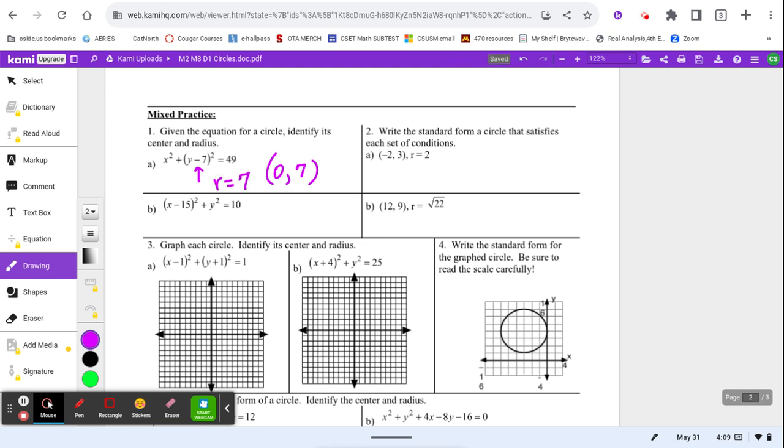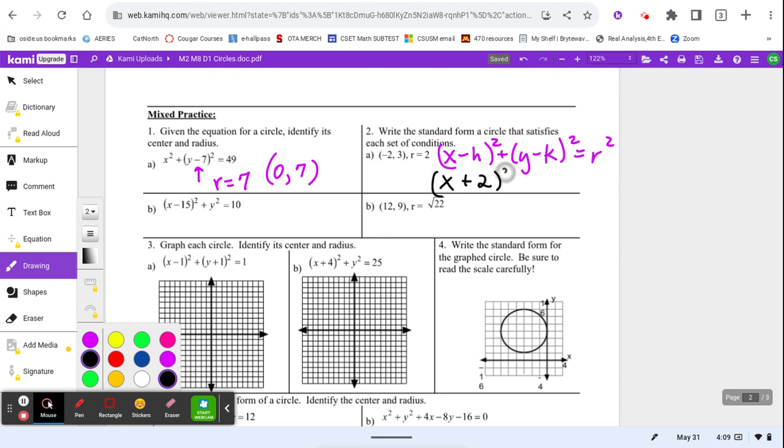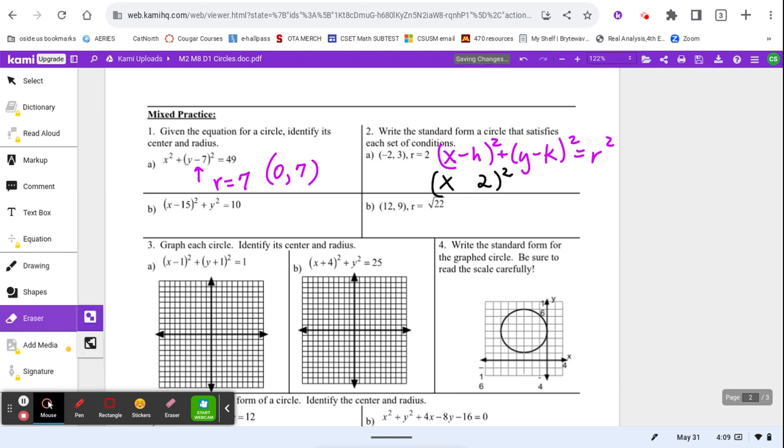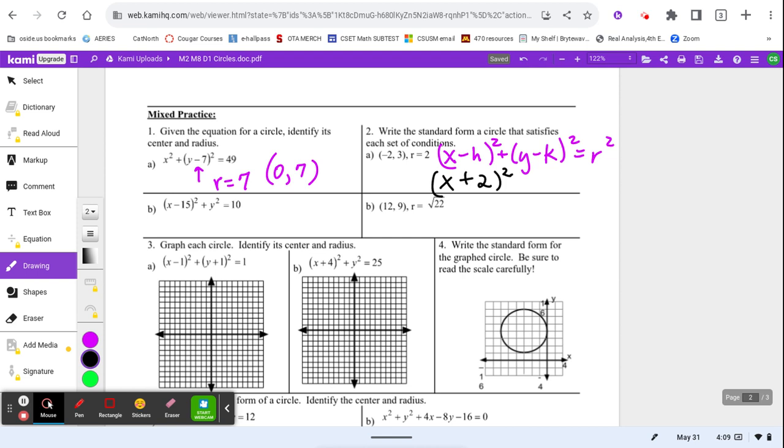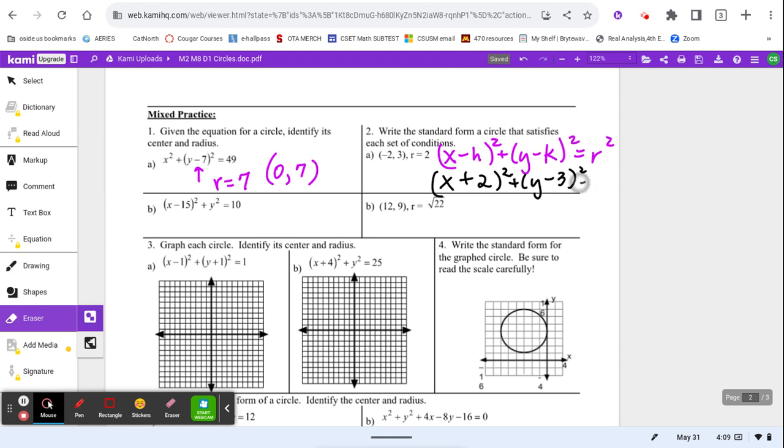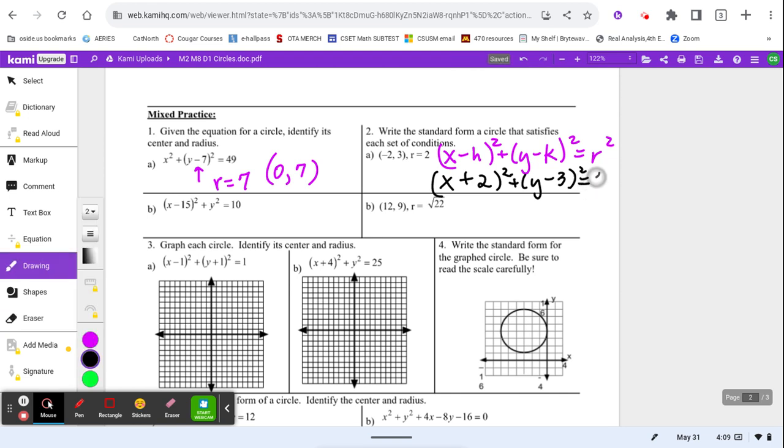Now write the equation of the circle that satisfies each of the conditions. So we're going to plug into the formula (x minus h) squared plus (y minus k) squared equals r squared. And so I'm going to say x minus a negative 2. Do you see how that turns into a positive 2? Don't forget the squared on the parentheses. Y minus 3 squared. And then the radius is 2, so 2 squared is 4. How'd you do? Did you get that one?